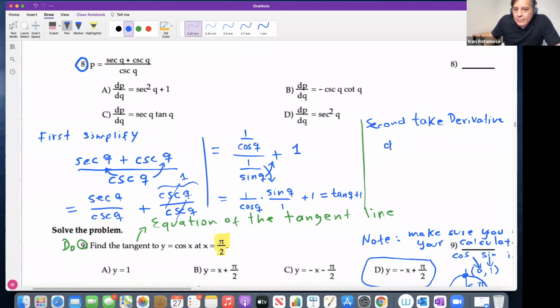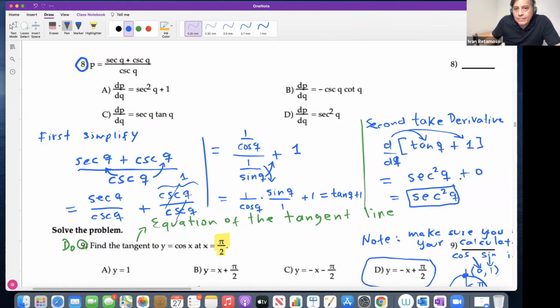So now take the derivative with respect to q of this guy, tangent of q plus 1. The derivative of tangent of q is secant squared of q, and the derivative of the constant function 1 is just 0, plus 0, right? So this, believe it or not, guys, ends up being just secant squared of q, which is here. Excellent, guys, very good.